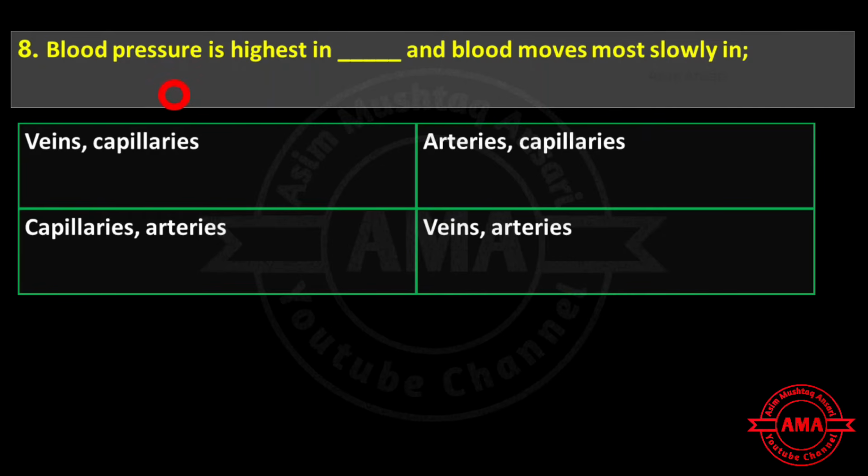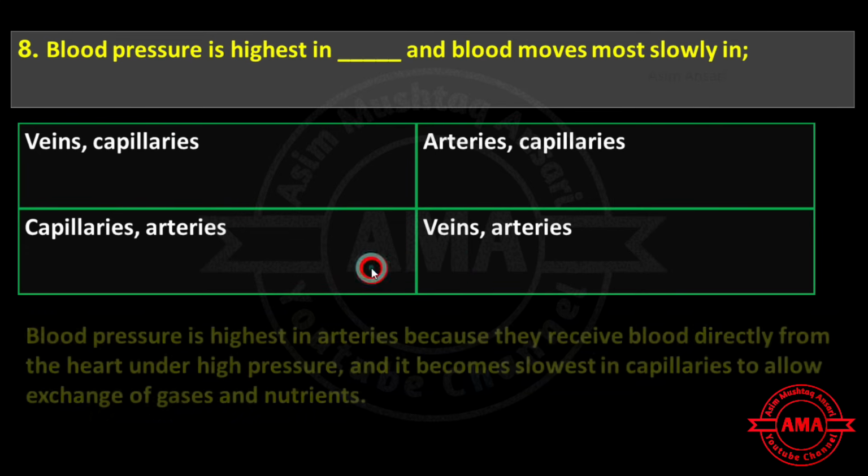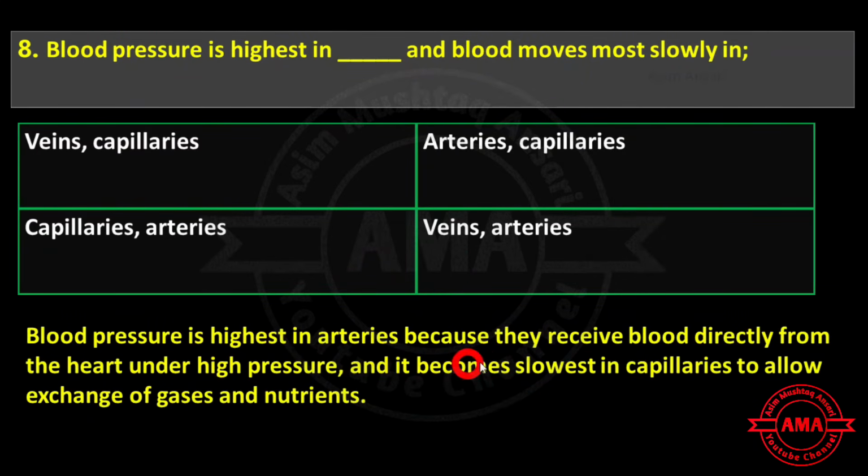Next is, blood pressure is highest in dash and blood moves most slowly in dash: veins, capillaries; arteries, capillaries; arteries or veins; arteries. The blood pressure is highest in arteries because they receive blood directly from the heart under high pressure, and blood moves slowest in capillaries to allow exchange of gases and nutrients. So the exact answer is arteries, capillaries.